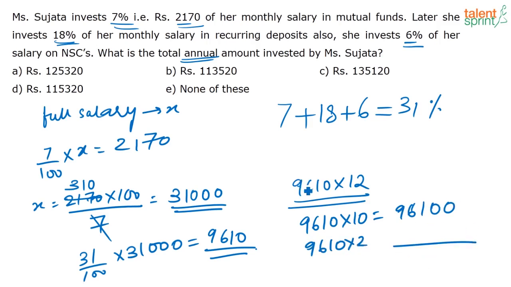Instead of trying to multiply this 4-digit number with a 2-digit number, this would be an easier way of doing it. 9610 into 2 is not a very difficult multiplication to do, right? So, if you add this, you get the answer, correct? So, your answer is option D. So, all of you got the answer, right? Let us move on to the next question.